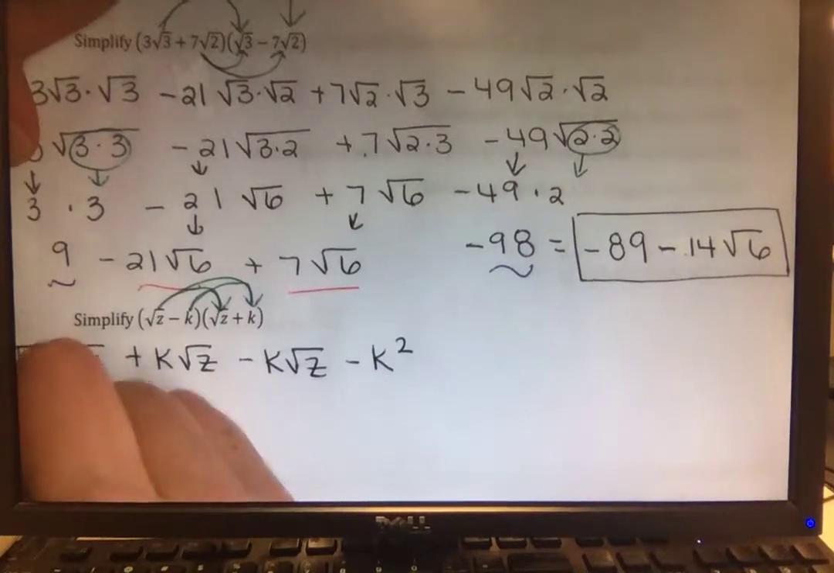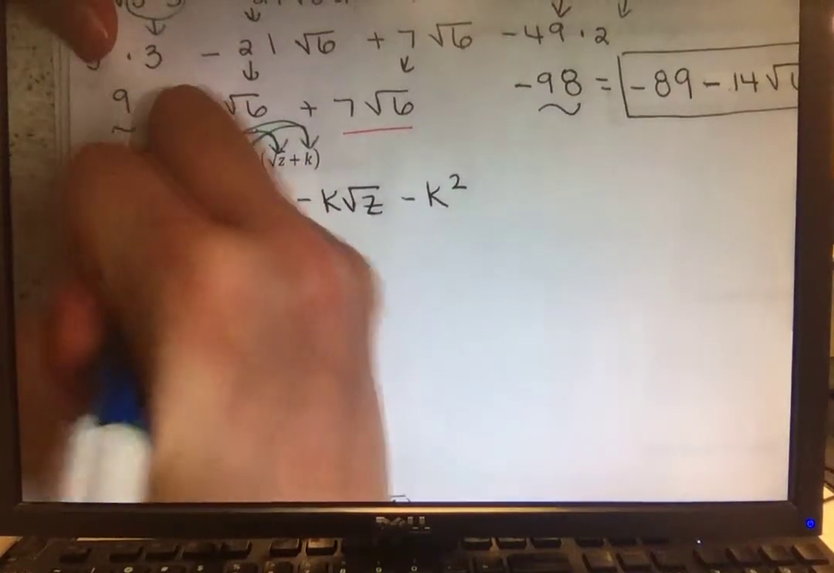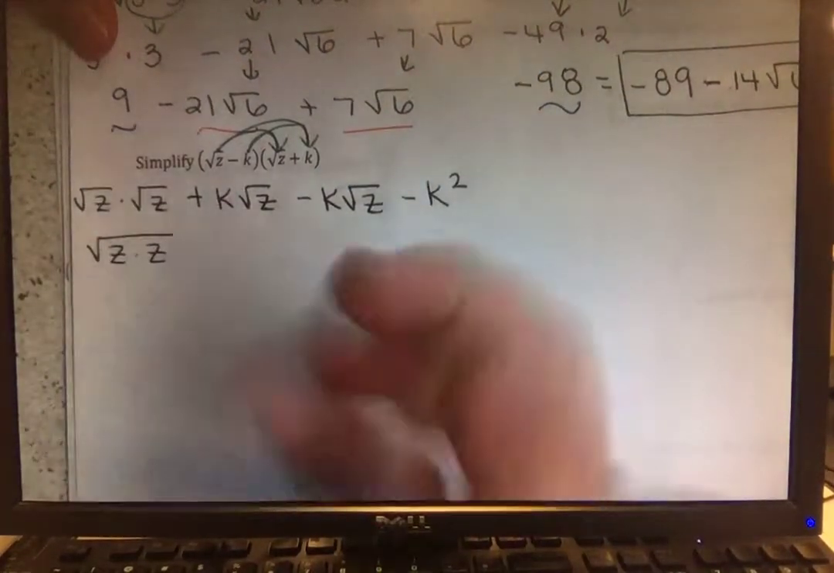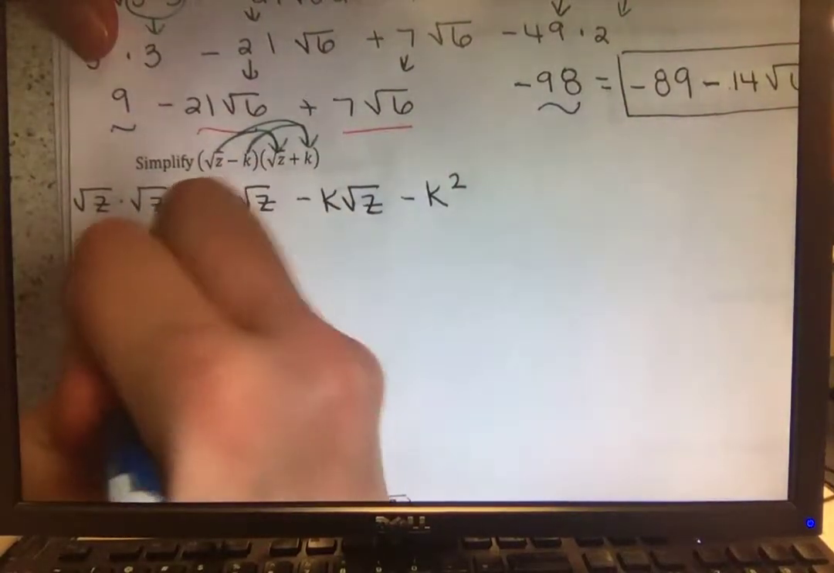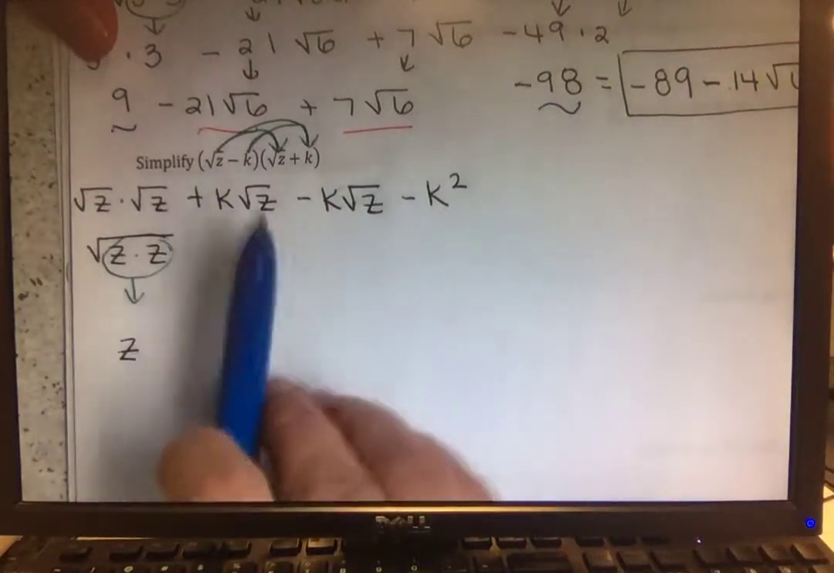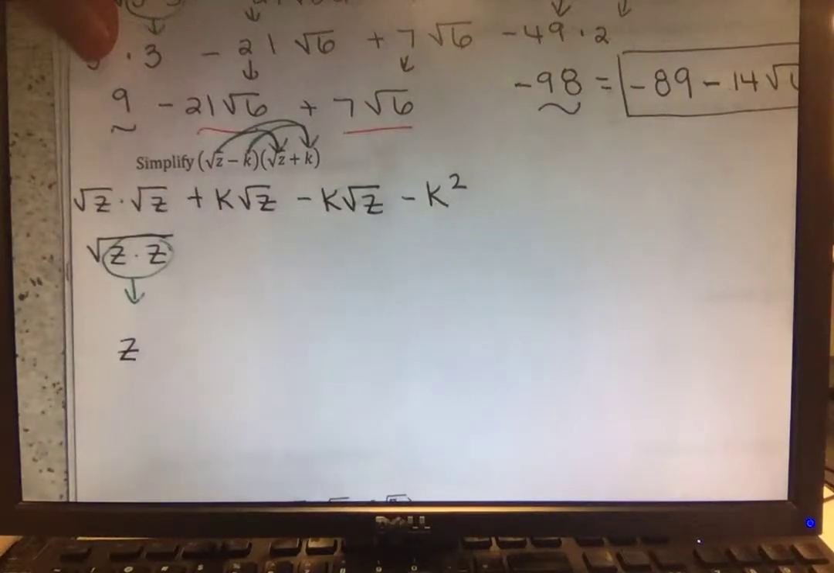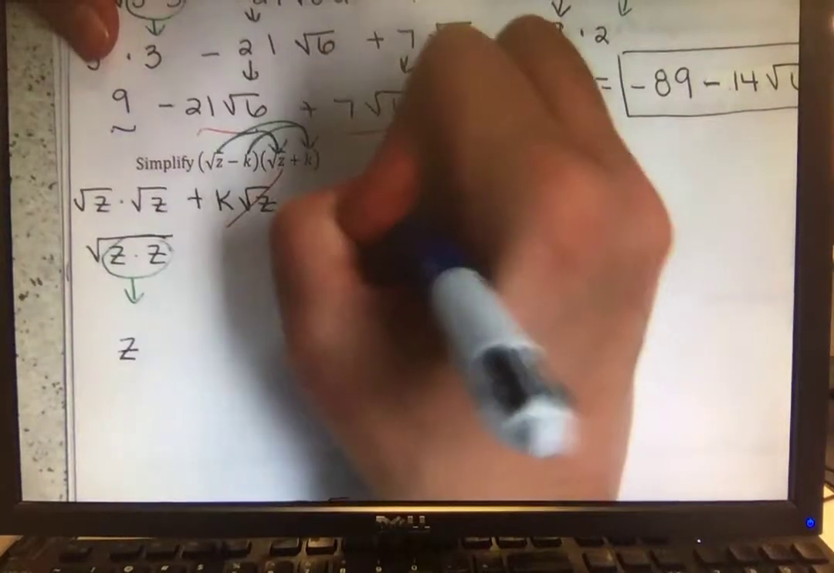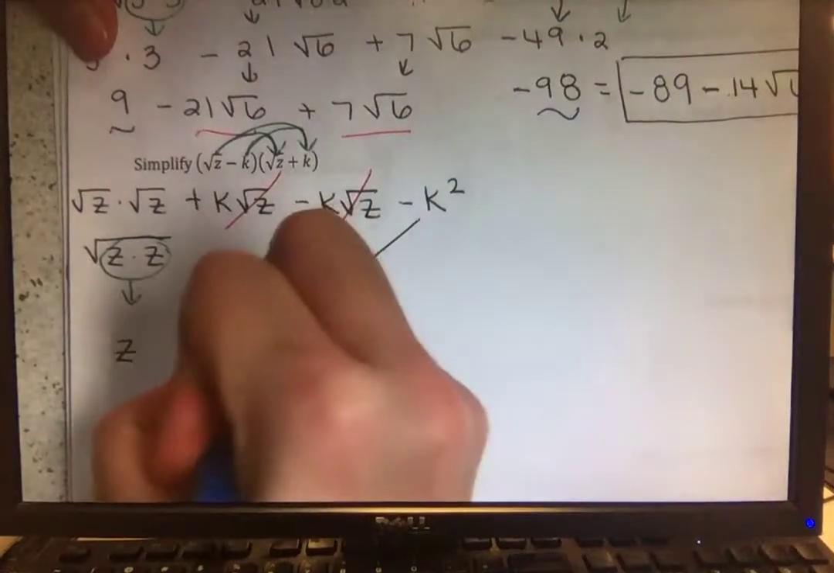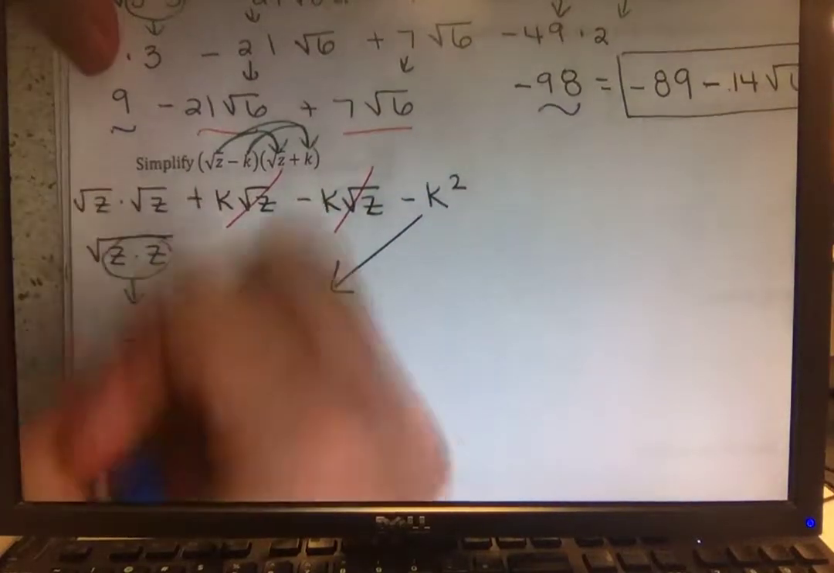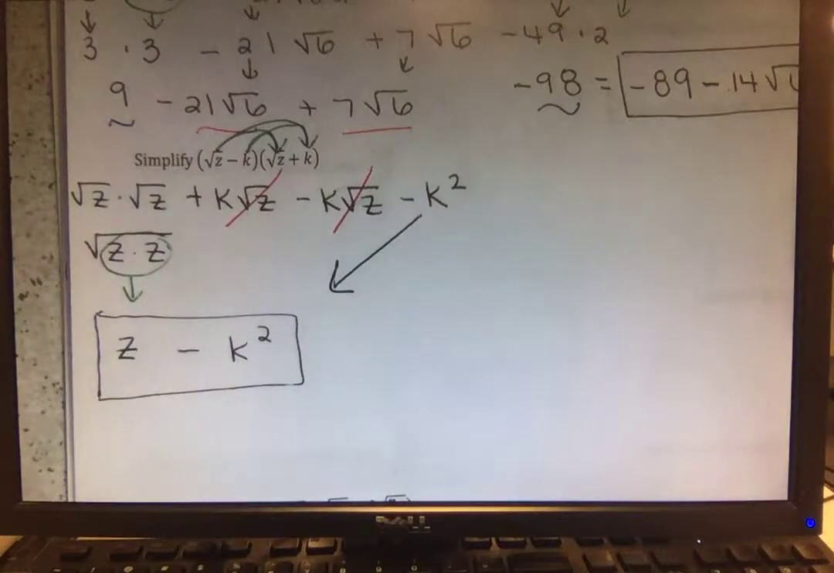So square root of z times the square root of z. They are both square roots, so I can write it underneath the same square root. It's a square root, so we're looking for two of a kind. So these two z's are coming out of the radical. Nothing's left underneath the radical, so the radical is going to go away. I have positive k square root of z minus k square root of z. So if you notice, I have plus and minus, so those cancel each other out. And then I have minus k squared. So we're left over with z minus k squared. This cannot be simplified because they're not like terms. Final answer.